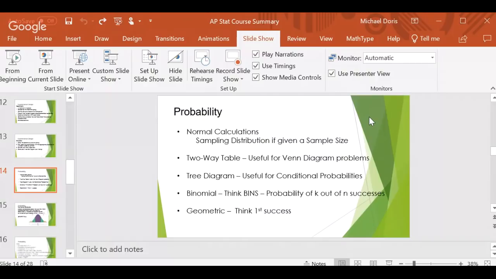And then anytime it's this many out of that many, it's probably going to be binomial. Again, just check your bins that it's binary, that there's just success and failure, and that each trial is independent. There's a set number of trials, and that every probability of success is the same. Pay attention to that.